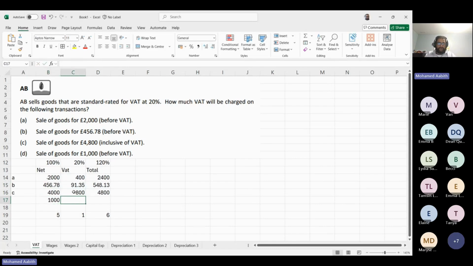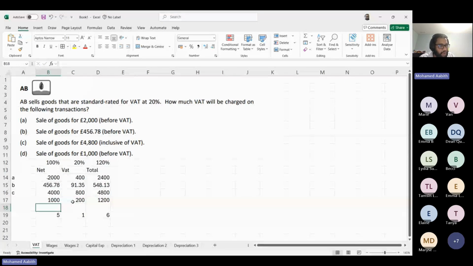The VAT is, of course, this divide by 5, 200 there, and this is going to be equal to that times 6, 1,200. So it's a different way you're going to do this question. Different approach you can do.